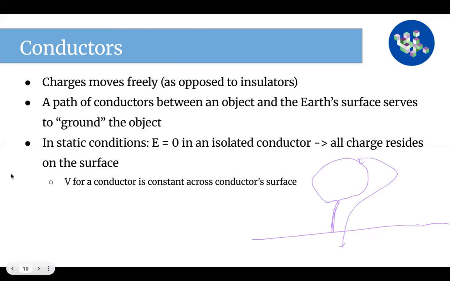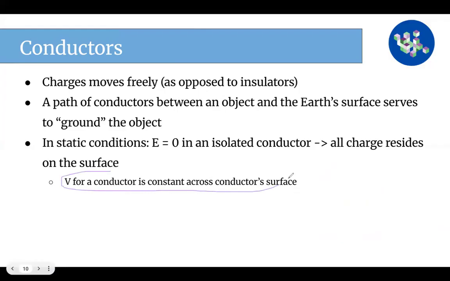In static conditions, the electric field equals zero inside an isolated conductor, and all charges reside on the surface. The voltage V for a conductor is constant across the conductor's surface.